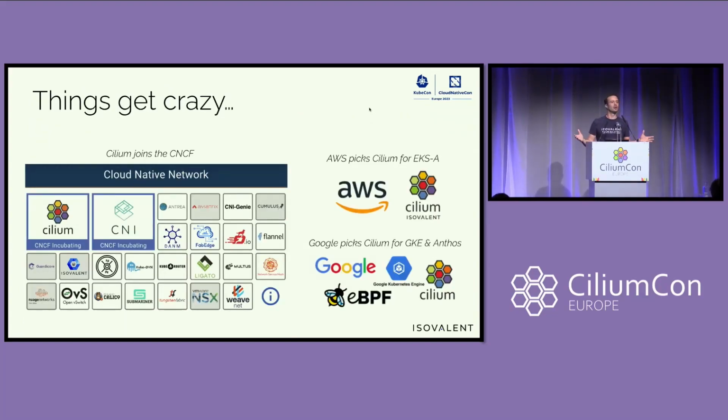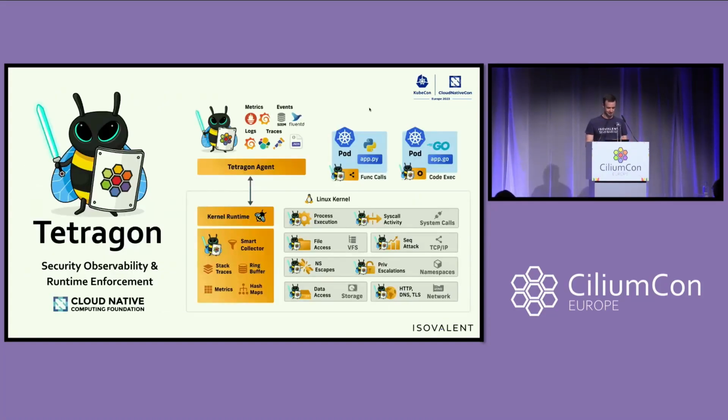Then things got crazy. Like Cilium joined the CNCF, AWS picked Cilium for EKSA, and Google picked Cilium for Anthos and GKE. This is when we realized, well, this is actually becoming real, this is becoming big. We may have created something that actually works.